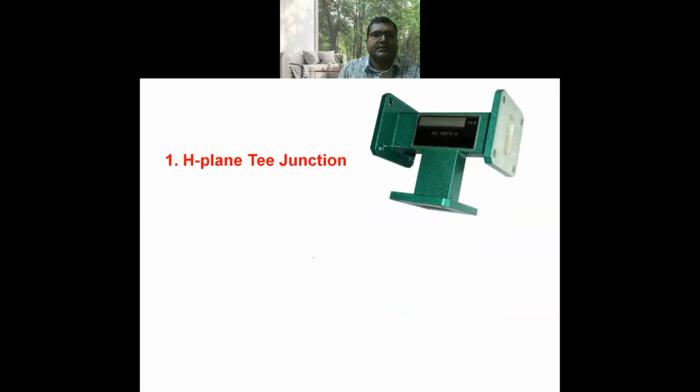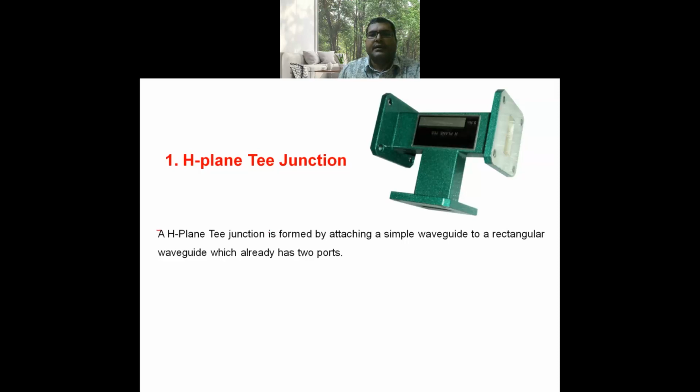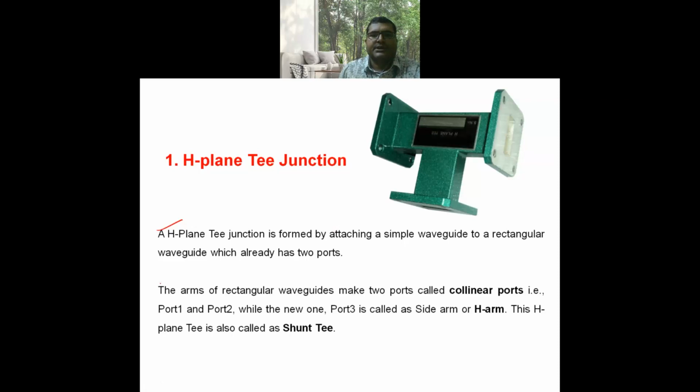H-plane T junction. An H-plane T junction is formed by attaching a simple waveguide to a rectangular waveguide which has already two ports. The arms of the rectangular waveguide make two ports called collinear ports. That is, here it is port 1, port 2, and port 3. Ports 1 and 2 are called collinear ports, and port 3 is called the H-arm. It is also called shunt T.